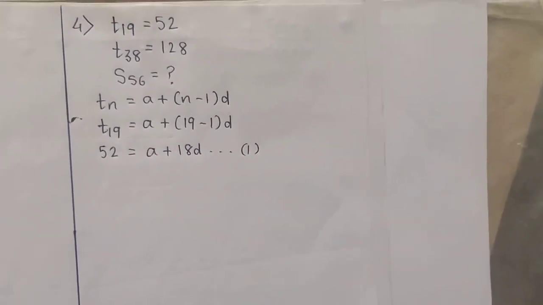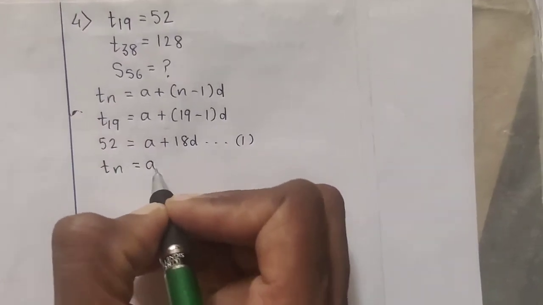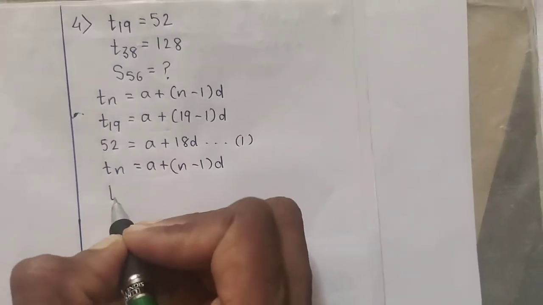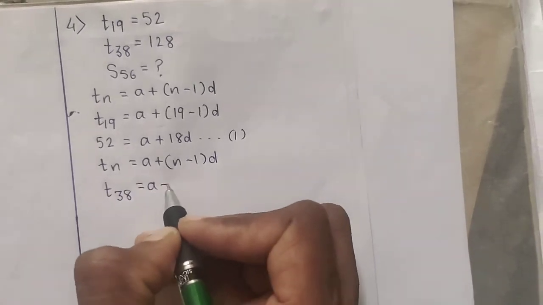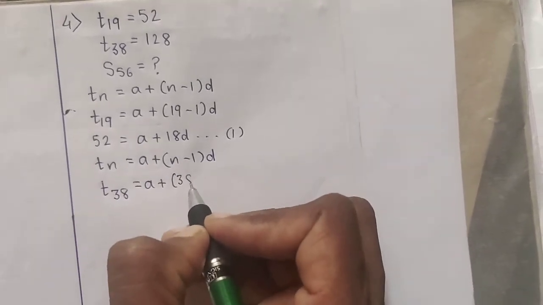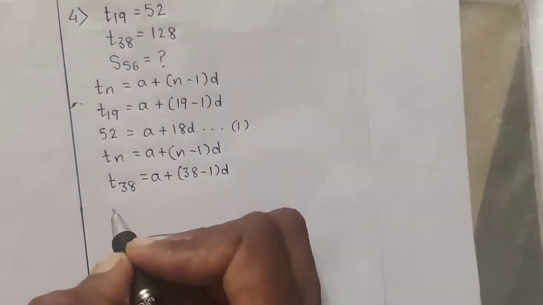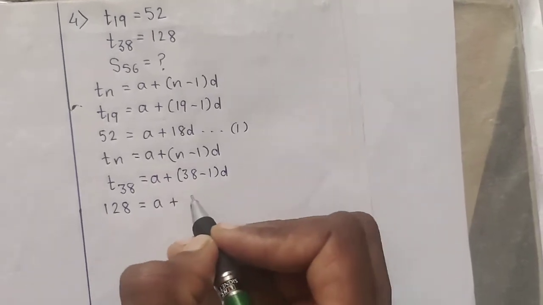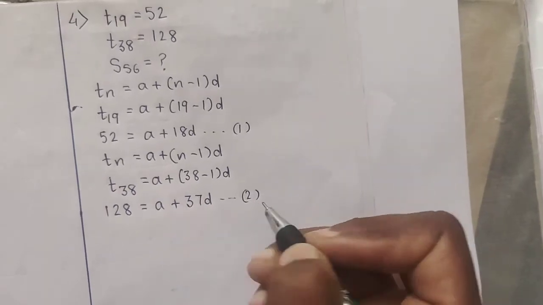Now again we are going to use the formula of Tn, that is Tn is equal to a plus bracket n minus 1 into d. Now we are going to replace n by 38, so that we are getting T38 is equal to a plus 38 minus 1 into d. Now what is T38? 128 is equal to a plus 38 minus 1, which gives you 37, so this is 37d.